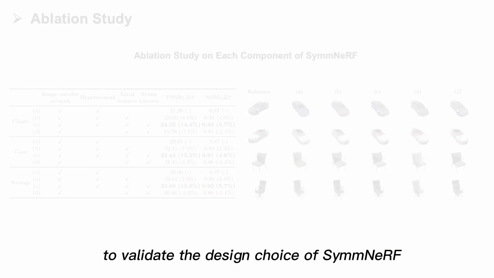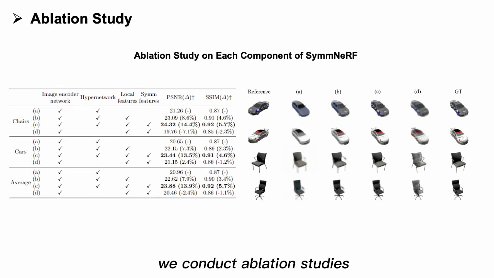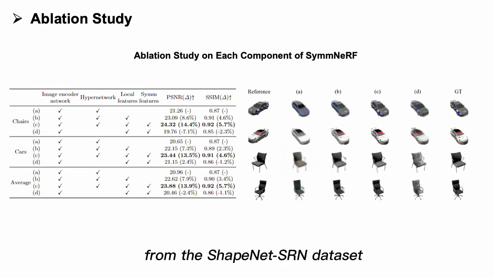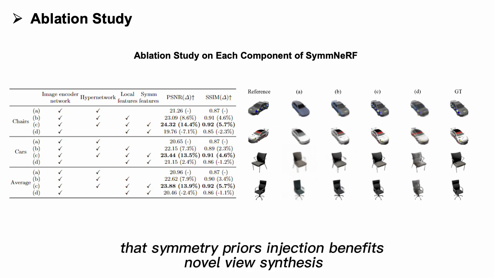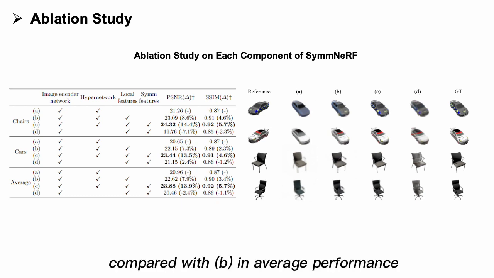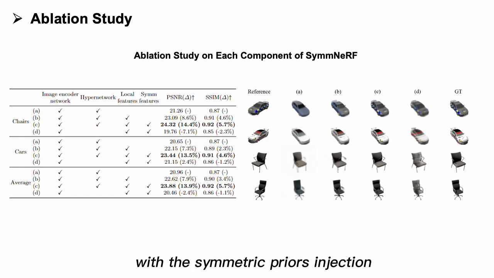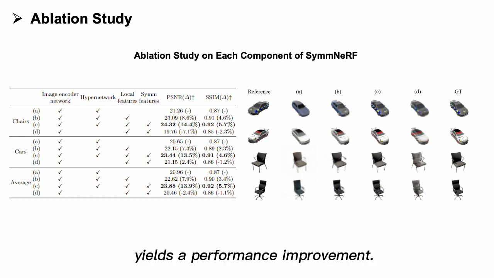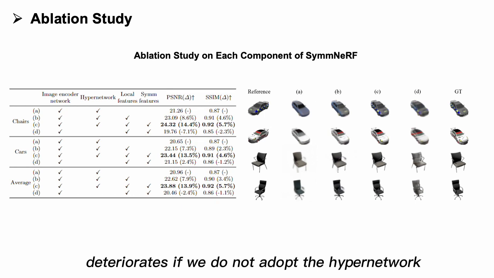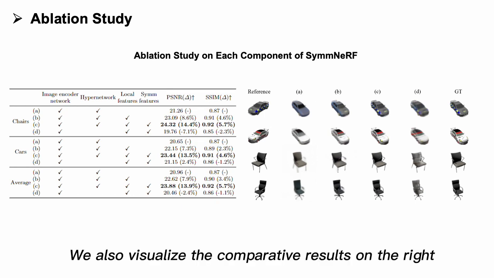To validate the design choice of SymmNeRF, we conduct ablation studies on the synthetic chairs and cars from the ShapeNet SRN dataset. One can observe that symmetry priors injection benefits novel view synthesis. Compared with B in average performance, our full model C with the symmetric priors injection yields a performance improvement. The hypernetwork also matters. Compared with our full model C, the rendering quality of D deteriorates if we do not adopt the hypernetwork. We also visualize the comparative results on the right.